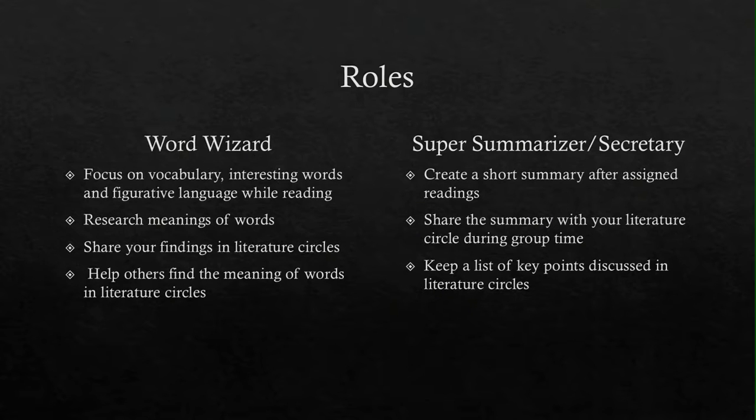Our next two roles are Word Wizard, which focuses on vocabulary, interesting words, and figurative language while reading. They then research the meaning of these words. They share their findings in literature circles, and they help others find the meanings of words in literature circles. The final role is Super Summarizer/Secretary. The Super Summarizer is going to create a short summary after assigned readings, and then share that summary with the literature circle during group time. They are also going to keep a list of points discussed during literature circles.